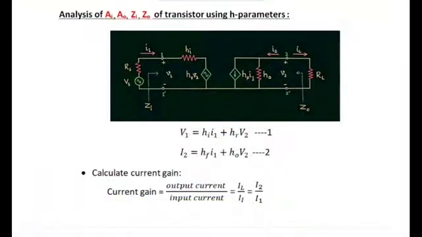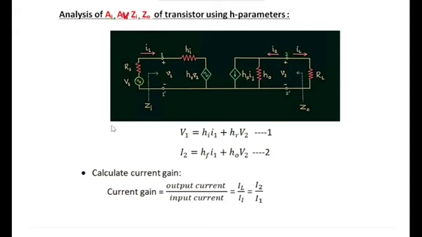We have seen about H parameters and how to find H parameters of different transistor configurations, and now we are going to analyze the transistor parameters. Those are current gain, voltage gain, input impedance and output impedance.